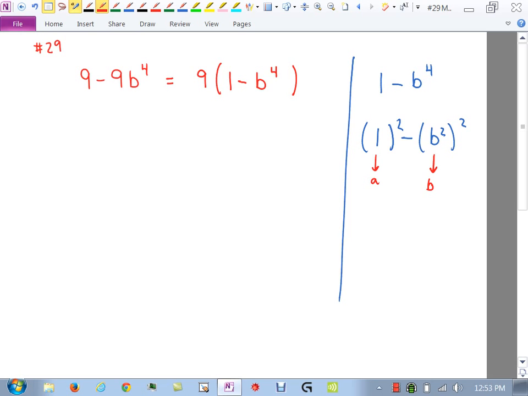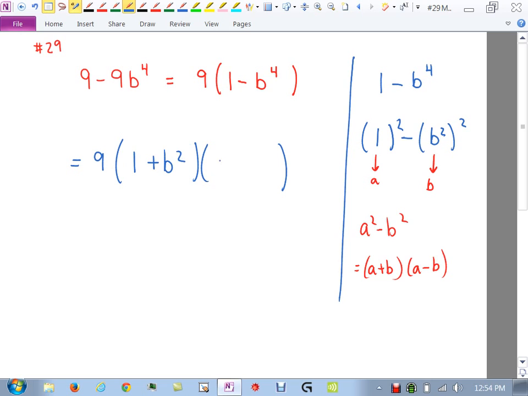Now, what is the difference of squares formula? This turns into a plus b times a minus b. That's what my formula says. For us here, a is 1 and b is b squared. So coming back up here to the problem, I have equals, here's my 9, and then that's going to turn into two things. It's what? 1 plus b squared, and then 1 minus b squared.